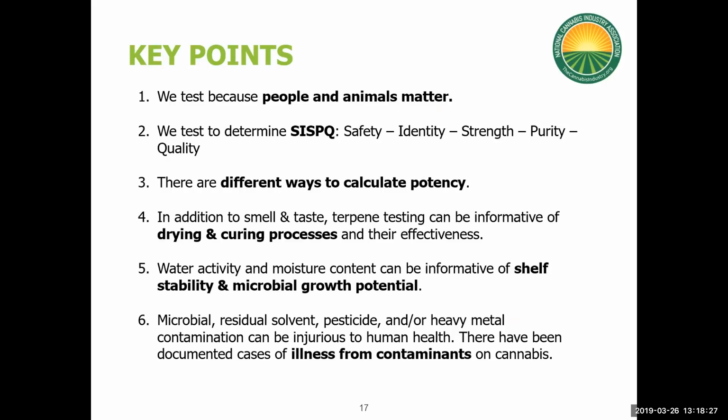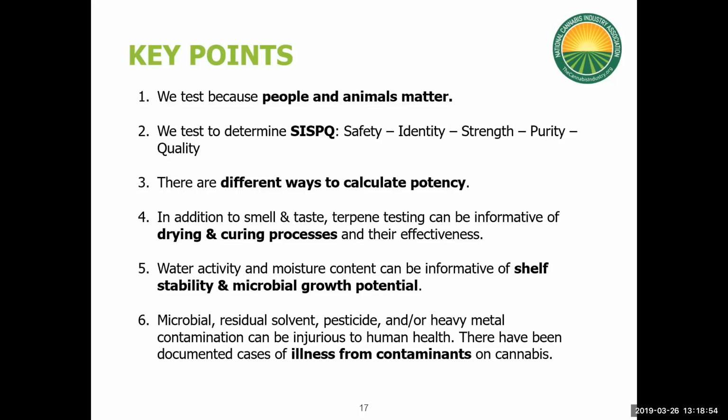So the key points of what I've just tried to cover is that we're testing because people and animals matter. Right? Our consumers are the reason we're doing what we're doing. We also do it for our employees, but it's really the people who are taking our medicine that we want to keep safe. We know that we're keeping them safe by using CISPQ. CISPQ means that we are creating a holistic plan around quality to support it.